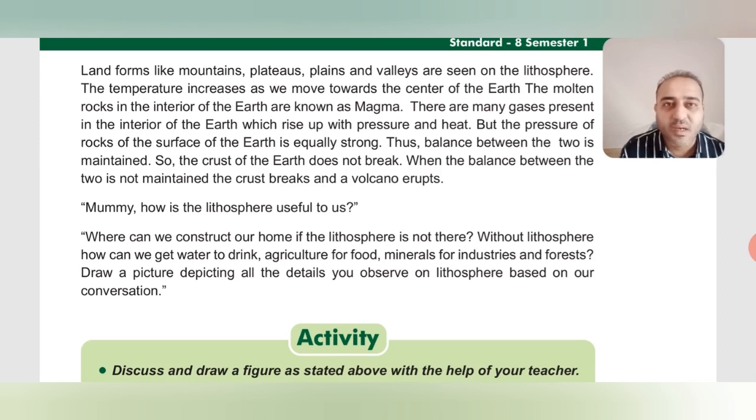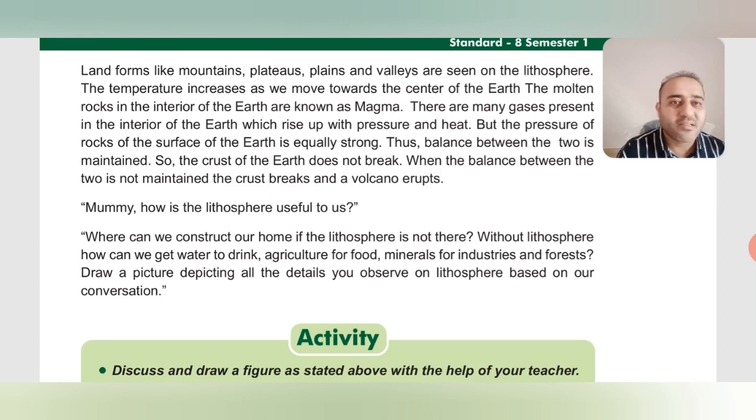Molten means it is semi-liquid, right? So it is not very thin. That is known as molten. Molten means semi-liquid. So the molten rocks in the interior of the earth, that is the rocks in liquid form because of the extreme heat, are known as magma.